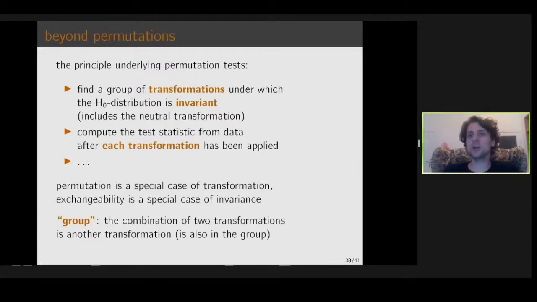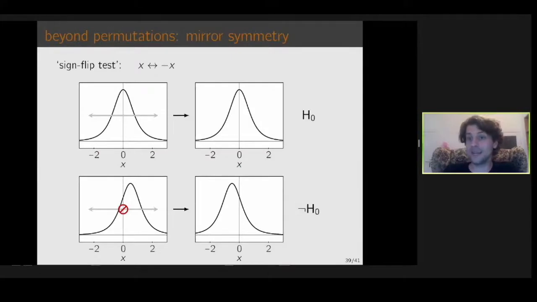And permutation is actually a very nice example for this, because if you are combining two permutations, so permuting the data and then permuting it once again, you end up with another permutation. A very elegant example for non-permutation based transformations is the non-parametric analog to the one sample t-test, which is called the sign flip test. Because in the univariate one sample t-test, there are no two samples between which values can be exchanged.